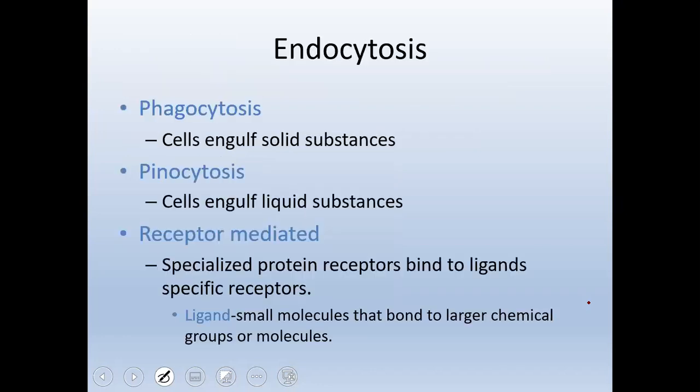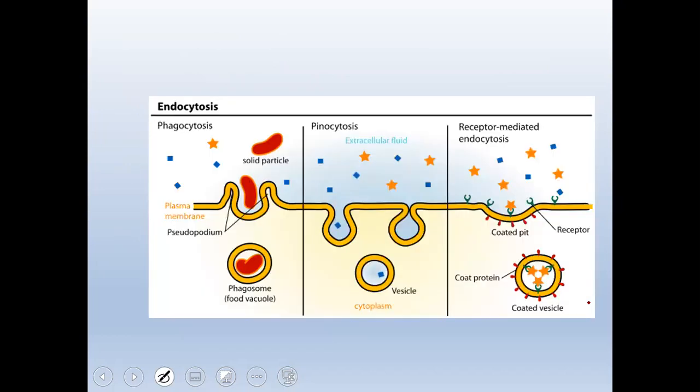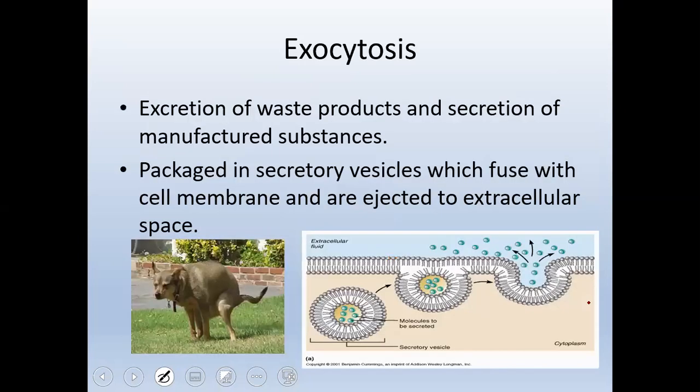All right, so there's our phagocytosis receptor. Solids, liquids, and specialized proteins, lock and key. Picture. And then exocytosis is where we are just reversing the process. Instead of bringing stuff in, we're now taking stuff out, ejecting it to the extracellular space, or the space outside the cell.